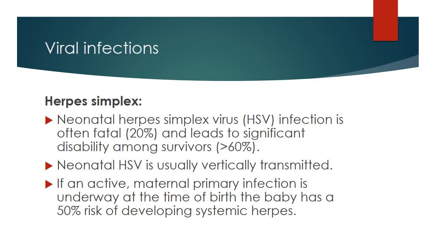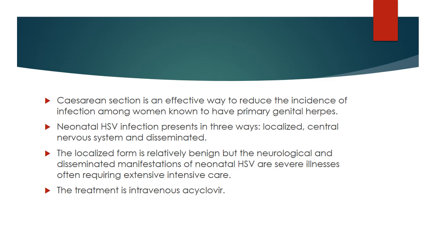Certain viral infections as well, for example herpes simplex. Neonatal herpes simplex virus, HSV, infection is often fatal, that is 20%, and leads to significant disability among survivors, more than 60%. Neonatal HSV is usually vertically transmitted. If an active maternal primary infection is underway at the time of birth, the baby has a 50% risk of developing systemic herpes. Caesarean section is an effective way to reduce the incidence of infection among women known to have primary genital herpes. Neonatal HSV infection presents in 3 ways: localized, central nervous system, and disseminated.